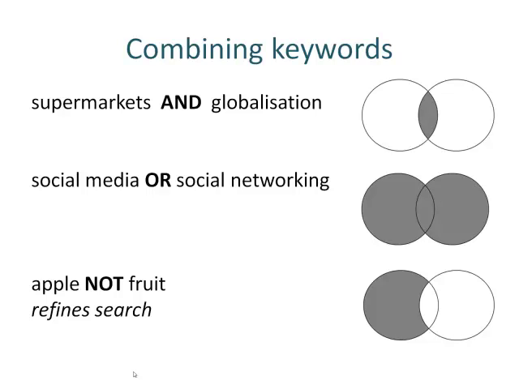For example, by using "and" between your keywords, you can narrow down your search. So you add more words to narrow down your search. So in this case, supermarkets and globalization. If you want to widen out your search, for example, if you're looking at synonyms, you can use "or" as the operator. So here I've got two ways of describing a similar thing: social media or social networking. So it's looking for either of those terms and it widens out my search.